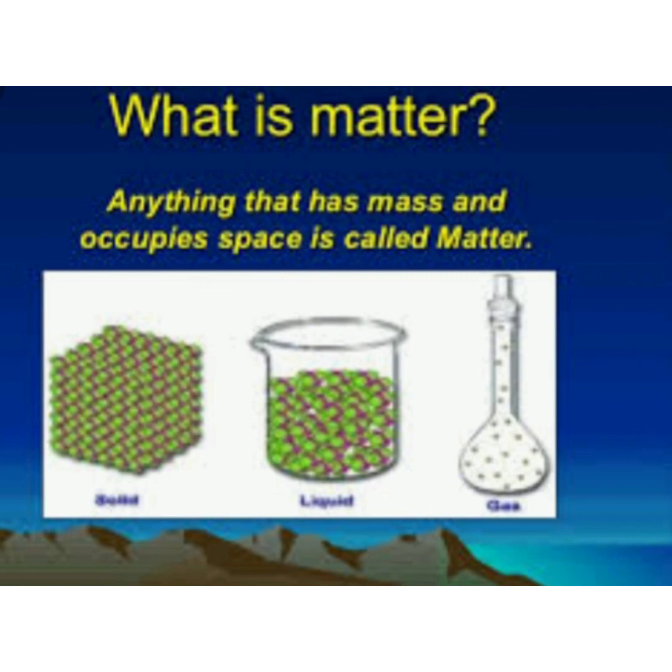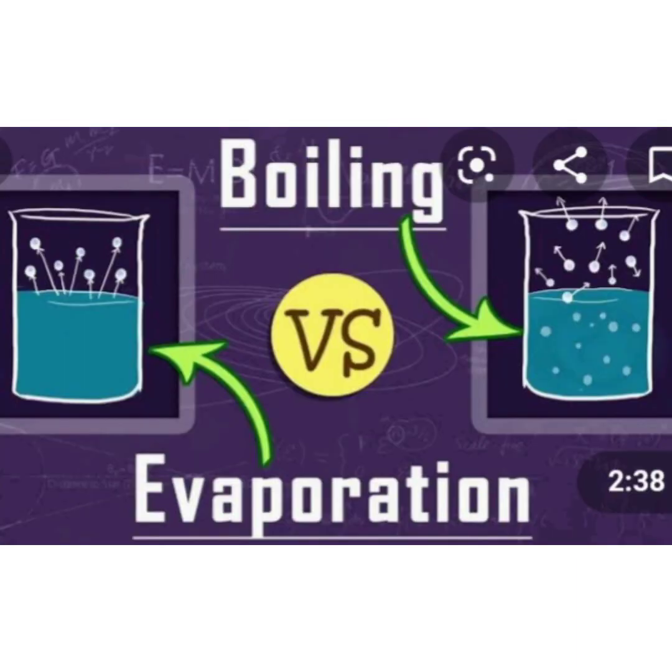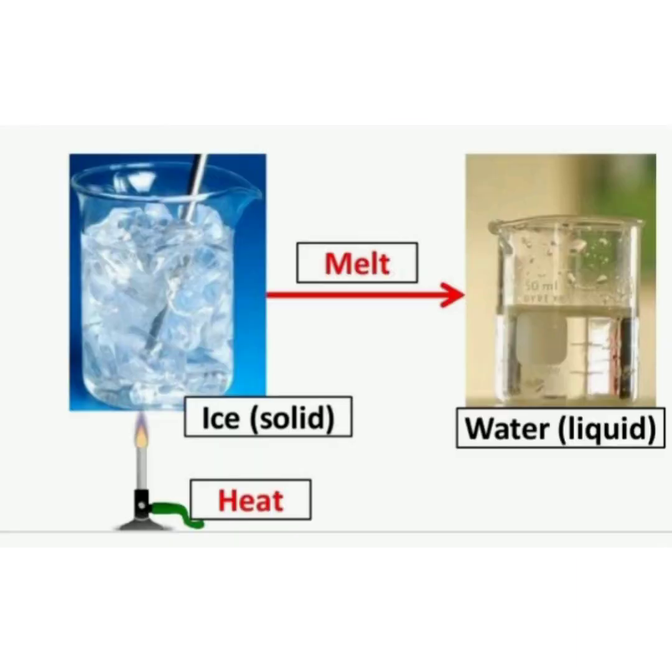The state of matter can be changed. It is called a physical change. It is a reversible reaction. Already we learned about evaporation and boiling. Now we are going to study melting.